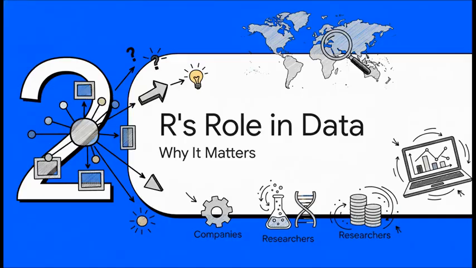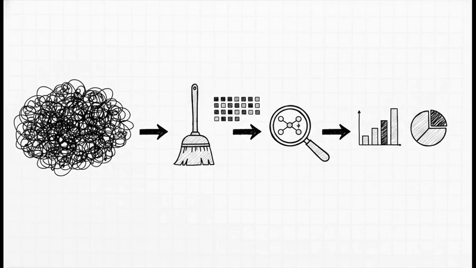So, we know what R is, but why does it matter so much? Why do so many companies and researchers depend on it? Let's find out. The real power of R comes down to three key things. First, it helps you clean your data. You see, data from the real world is often quite messy, and R has tools to help you tidy it all up. Then, you can analyze it to find patterns and trends that might be hidden. And finally, you can visualize your findings with charts and graphs, which makes it easy for anyone to understand.